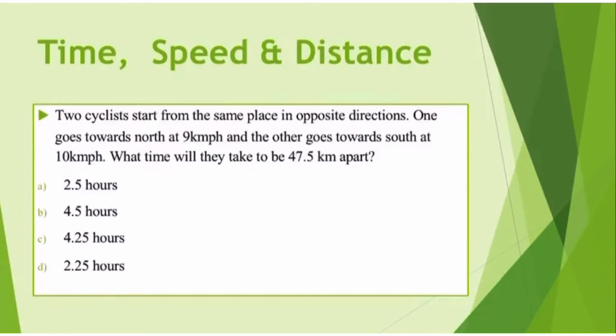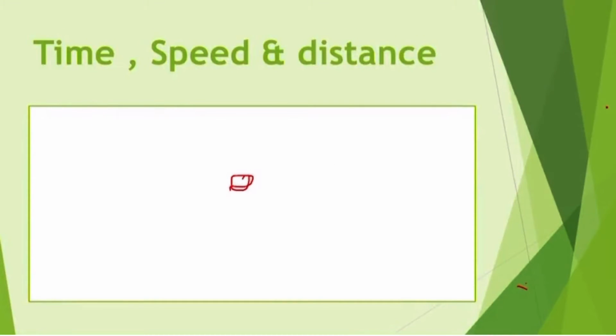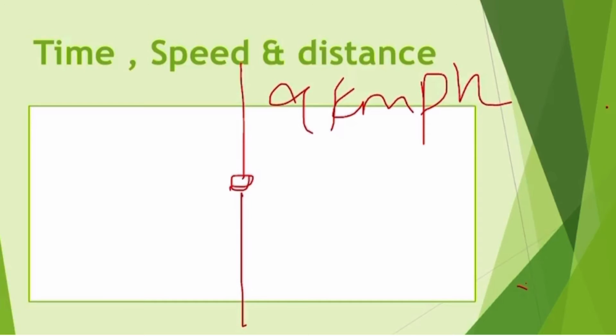Third question, time, speed and distance. Two cyclists start from the same place in opposite directions. One goes towards north at 9 km per hour and the other goes towards south at 10 km per hour. So here we need to find what time they will take to be 47.5 km apart. We will solve this question now. Two cyclists start from the same point. Person A goes towards north at 9 km per hour. Person B goes towards south at 10 km per hour.